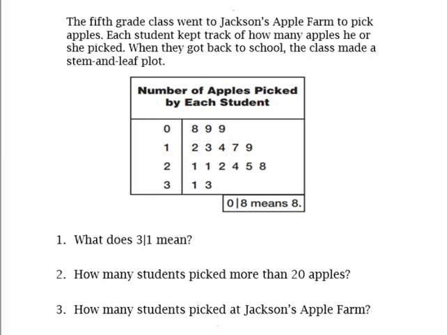So in looking at our stem and leaf plot, let's look at the below questions that need to be asked. Number 1, what does 3 line 1 mean? 2, how many students picked more than 20 apples? 3, how many students picked at Jackson's apple farm? Take a few moments to look and see if you can answer the question, and then we will go over it.